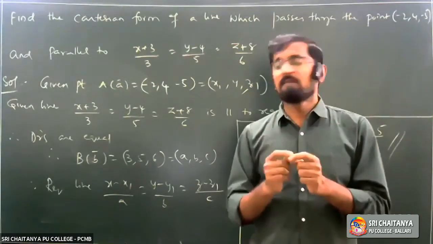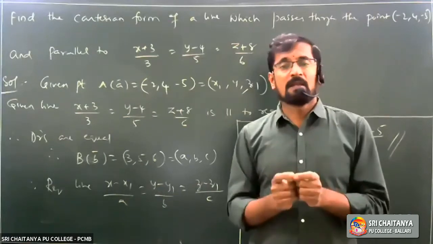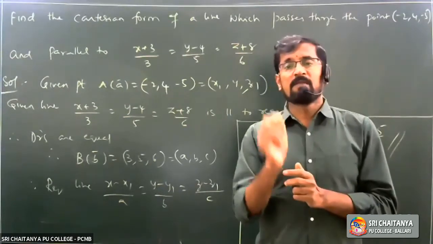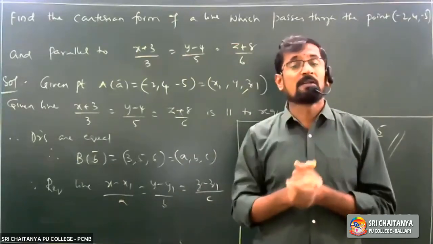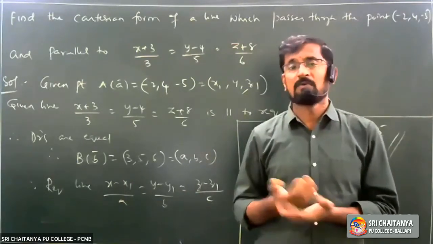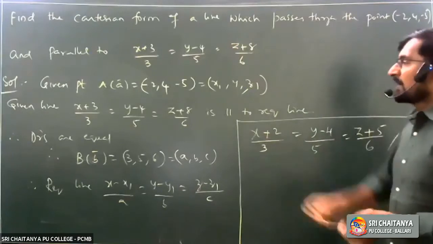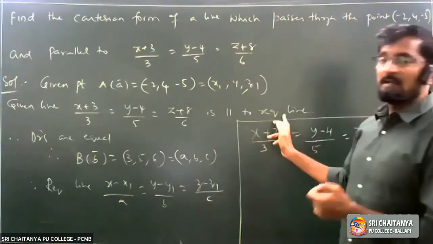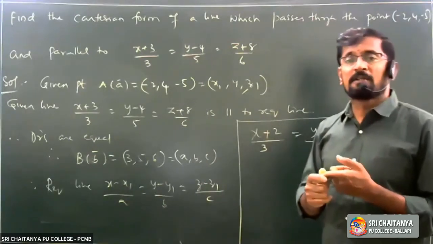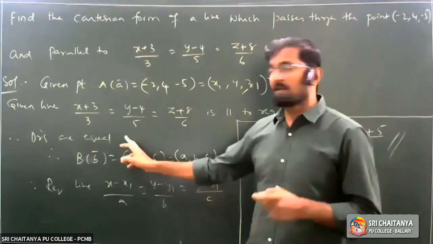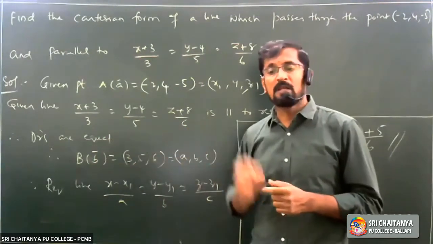If two lines are perpendicular, then A1A2 + B1B2 + C1C2 is equal to 0, which you learned as the dot product equal to 0. Same thing. Here, the required line and the given line are parallel to each other. Therefore, the direction ratios, DRs, are equal.